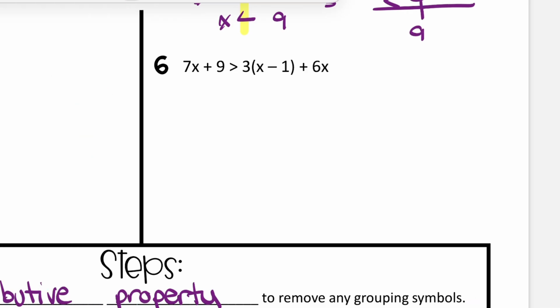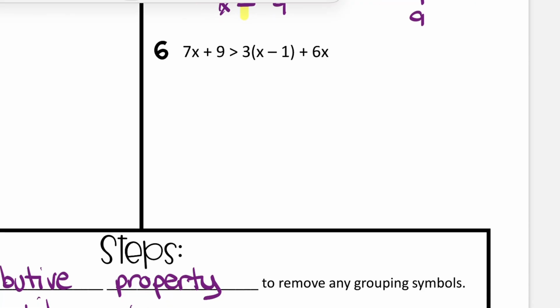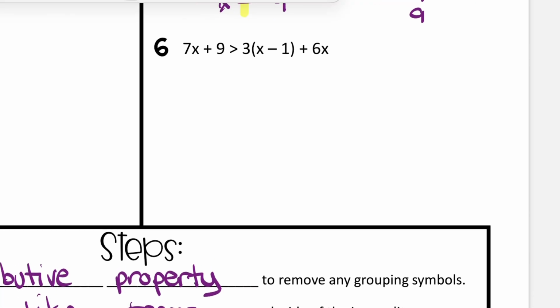On the other side, variables on both sides. To do this variable on both side problem, again, I am going to highlight straight down the middle so I know what is where. I'm going to take that 3 and distribute it to the x and the minus 1, giving me 3x minus 3 plus 6x on the right side of the yellow. And I have 7x plus 9 on the left, and my greater than comes straight down.